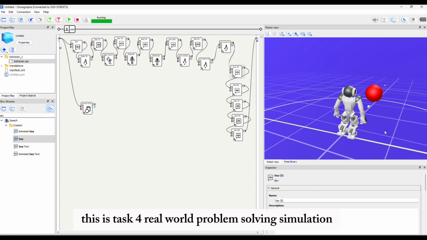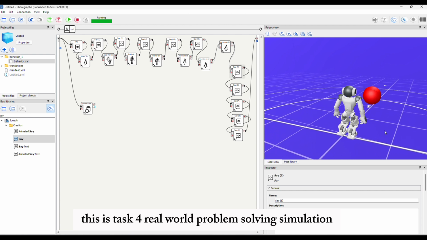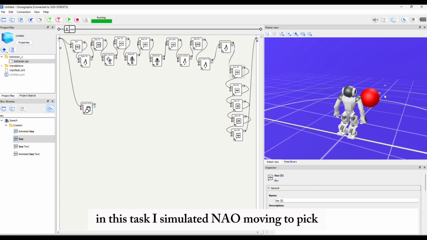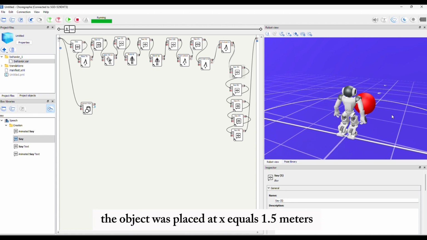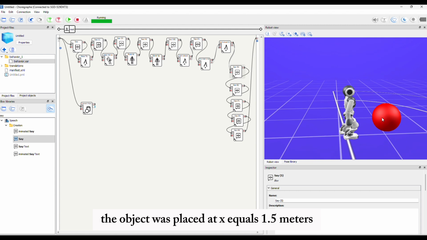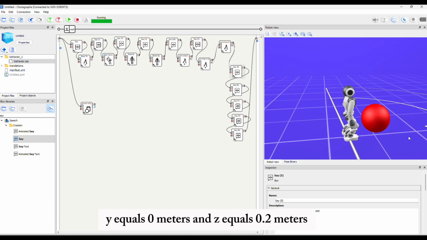This is task 4, real-world problem-solving simulation. In this task, I simulated Nao moving to pick up an object from a shelf and returning to its original position. The object was placed at x equals 1.5 meters, y equals 0 meters, and z equals 0.2 meters.